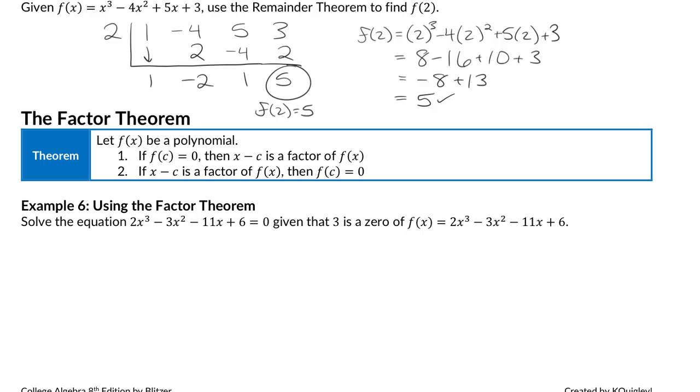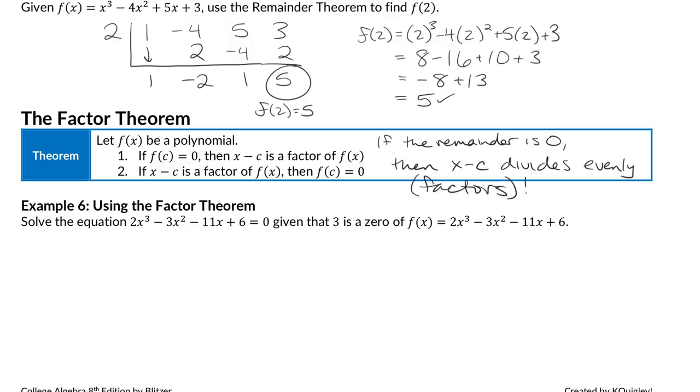Now, we have a whole bunch of words here that talk about the factor theorem, but the main thing I need you to know is that if you're dividing a polynomial and the remainder is 0, that means that whatever you divided by, x minus c, divides evenly into that polynomial, which is what we would call factors the polynomial. Which means we're going to be very easily able to use synthetic division and division to find all of the zeros of a polynomial. This adds another tool to our toolkit.